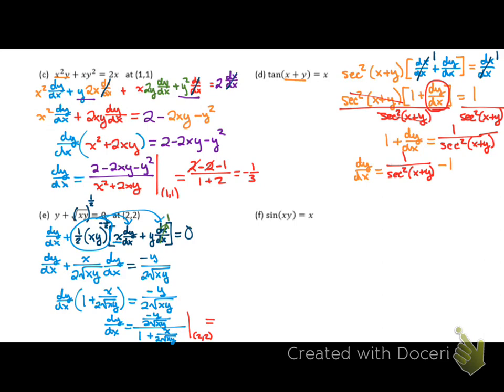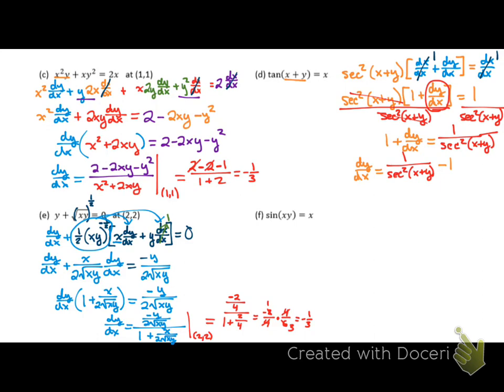So we end up with negative 2 over 2 root (2 times 2). Well, 2 times 2 is 4. Root 4 is 2. 2 times 2 is 4. Divided by 1 plus 2 over 4. Okay. That means we have negative 2/4 times, 1 plus 2/4 is 6/4, but we take the reciprocal, so it's 4/6. Those cancel. That becomes a 1 and a 3. The answer is negative 1/3. Okay, one more.